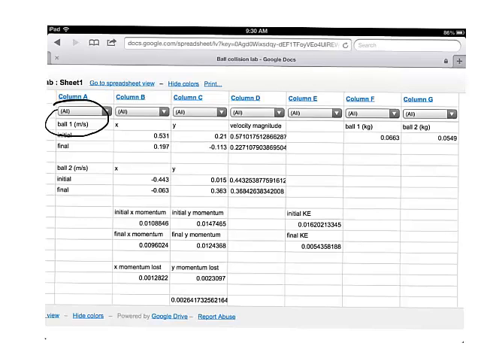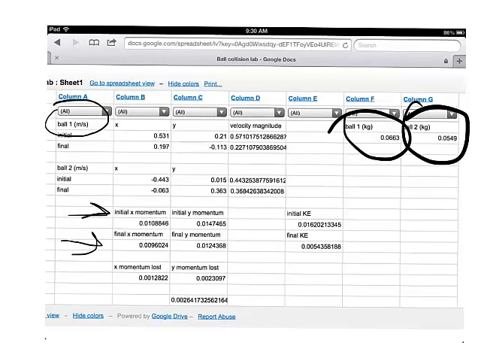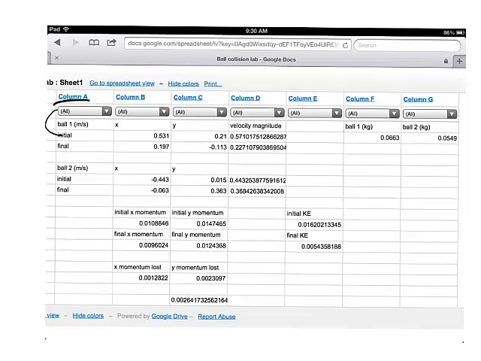Then we have ball 2 right below it, the x and y initial and final. Then we calculated the initial x momentum and initial y momentum for ball 1, which is the first one right here, and ball 2, which is this one here. Those were calculated by using our masses here. So we just used mv initial 1 plus mv initial 2. That's the initial in the x direction for each part, and we used the momentums of both balls for each of these sets of data up here.